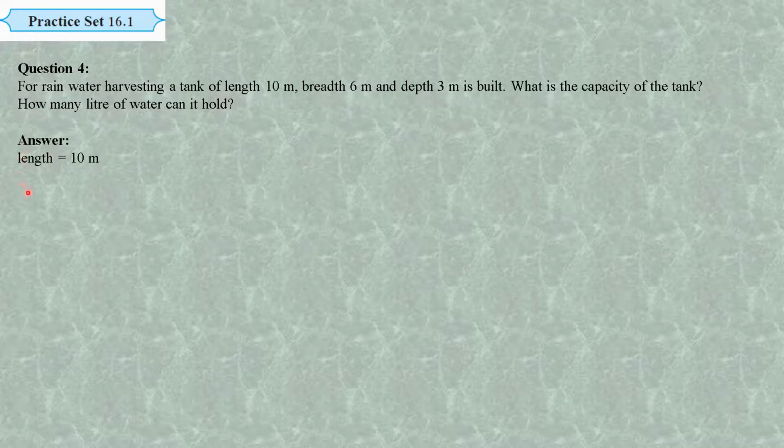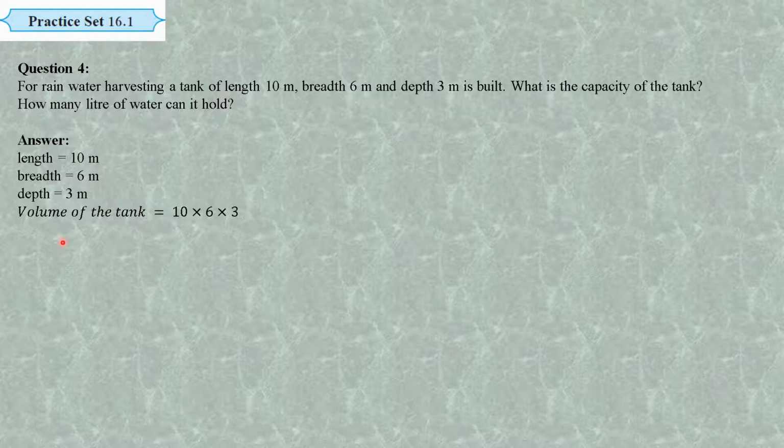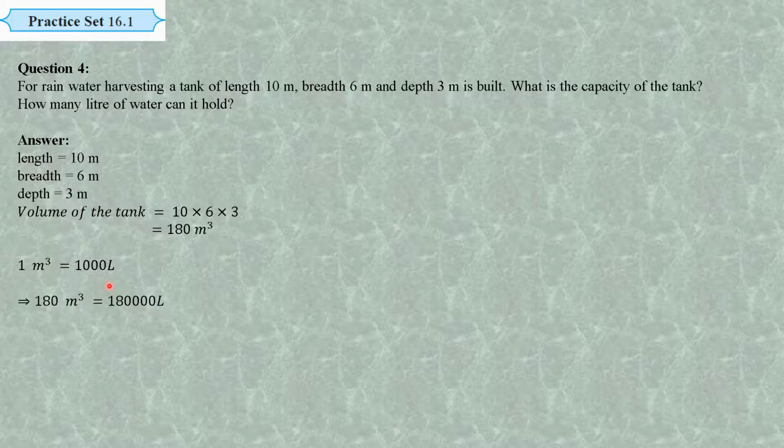The length of the tank is 10 meters, breadth is 6 meters, depth is 3 meters. We'll find out the volume as the tank is in cuboidal shape. So the volume of the tank will be 10 into 6 into 3, that is 180 meter cube. Now, as we know, 1 meter cube will fit 1000 liters of water. So 1 meter cube is equal to 1000 liters. So 180 meter cube will be equal to 180 into 1000. That will give you 1,80,000 liters.